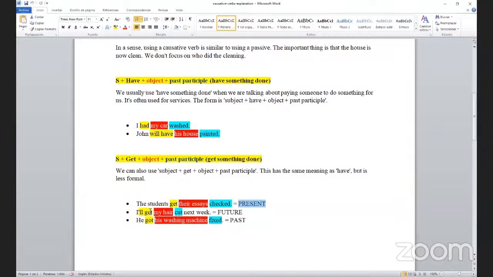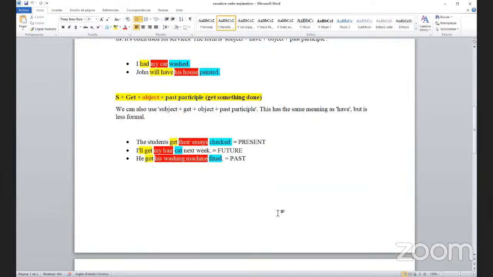I'll get my hair cut next week. In future. Yo conseguiré mi cabello cortado la siguiente semana. Past. He got his washing machine fixed. Okay, simple past. The auxiliary in past, the object, and the verb. Okay, so that's it.